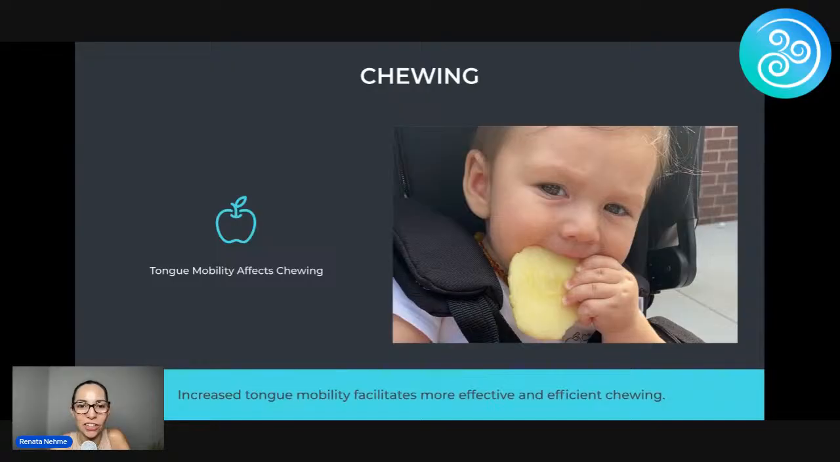So here's a little boy that just screamed in the background. He's 5 now, but this is Benny eating an apple. So the tongue is also responsible to help you chew your food. How, Renata, if you chew with our teeth? The tongue is actually moving, the tongue and the cheeks. It's helping move the food from side to side.